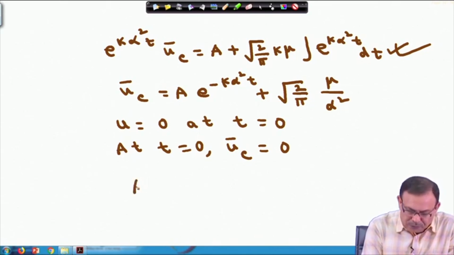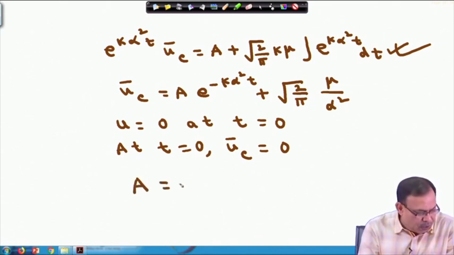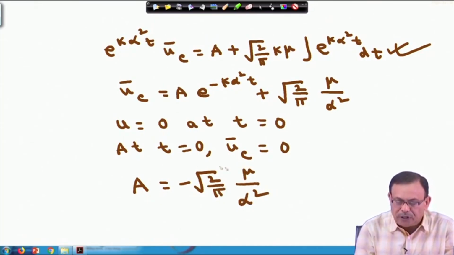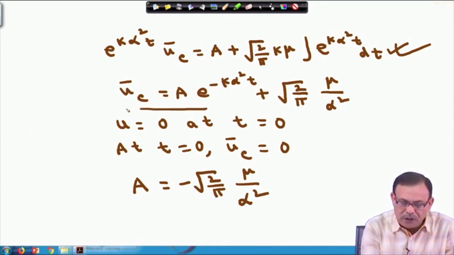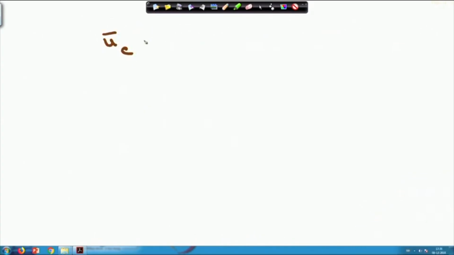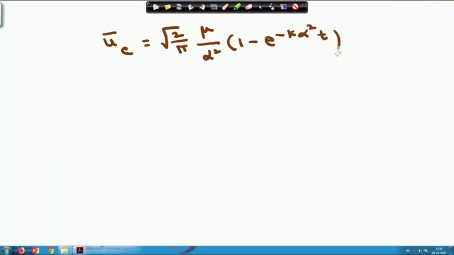So, once I put this, I can obtain a equals minus root over 2 by pi into mu by alpha square. Once I obtain the value of the constant a, and if I substitute it here, I can obtain the value of u bar c. So, what I will obtain is that u bar c equals root over 2 by pi into mu by alpha square into 1 minus e power minus k alpha square into t.